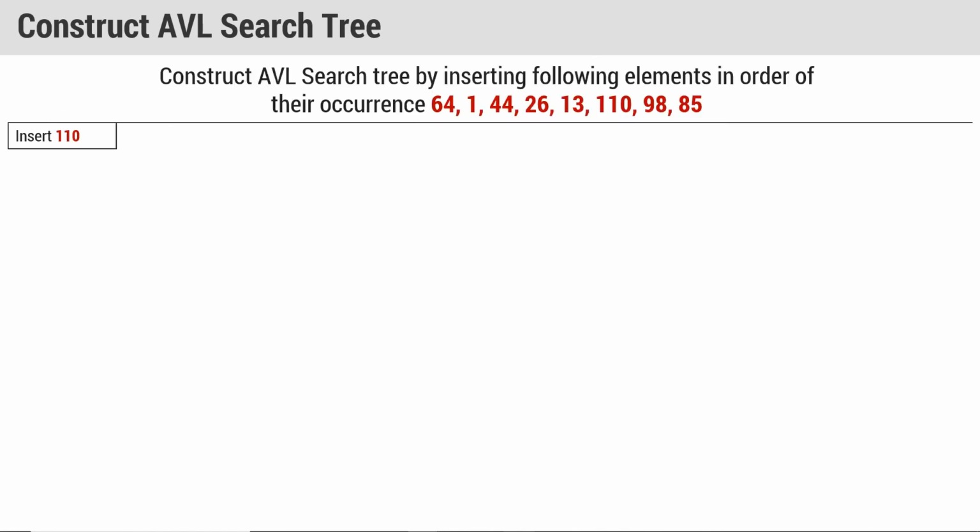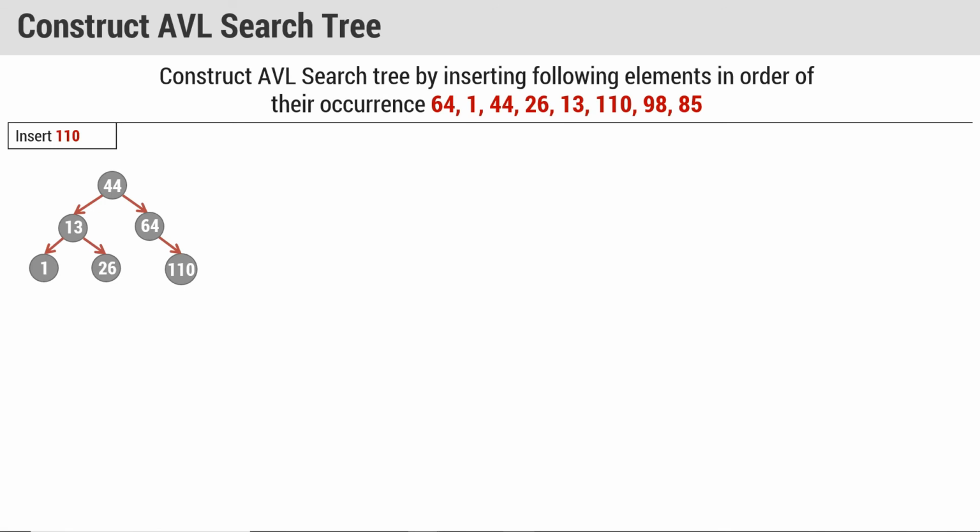Now we want to insert 110. 110 is inserted on the right side of 64, right? Then we check the balance factor: at 110 it is 0, at 26 it is 0, at 1 it is 0, at 13 again 0, at 64 it is minus 1, and at 44 it is 2 minus 2, that is 0. So this tree is balanced.